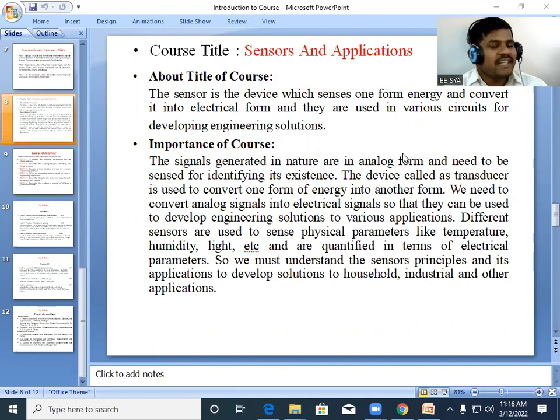So a natural sensor is nothing but a sensor available in a living organism. That sensor is called a natural sensor. And the other type is the man-made sensor. There are different types of man-made sensor.